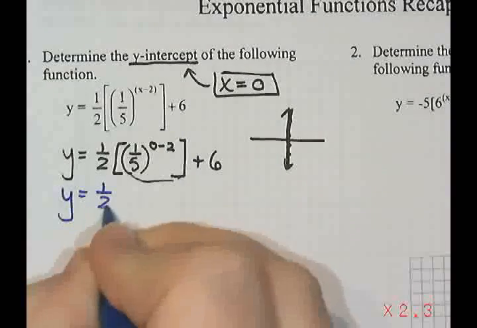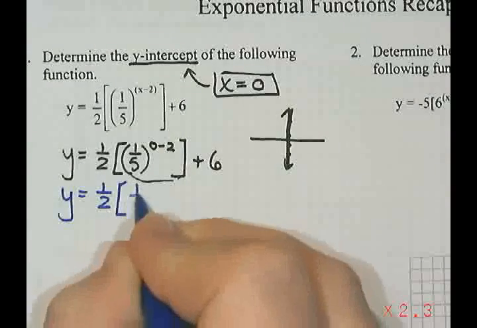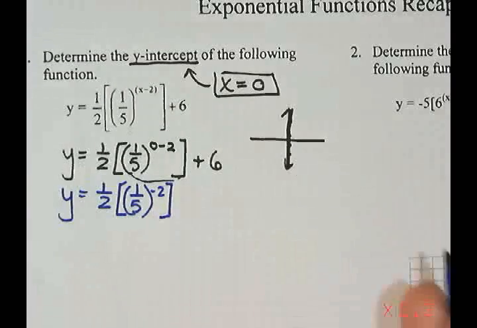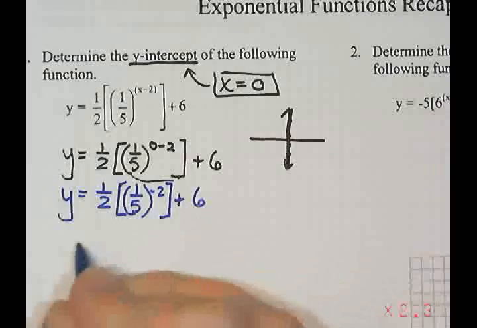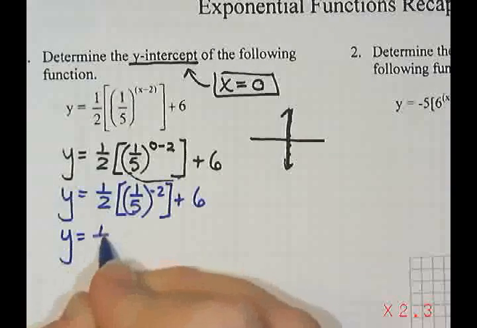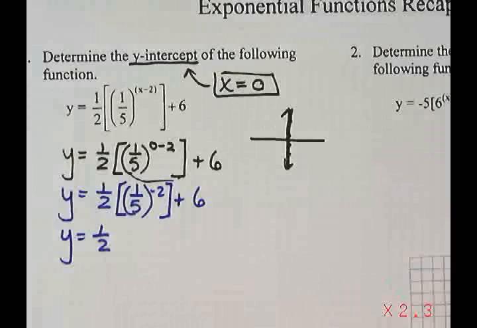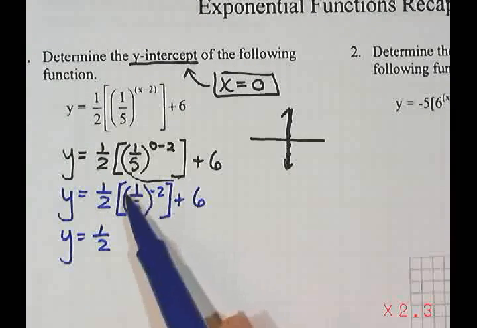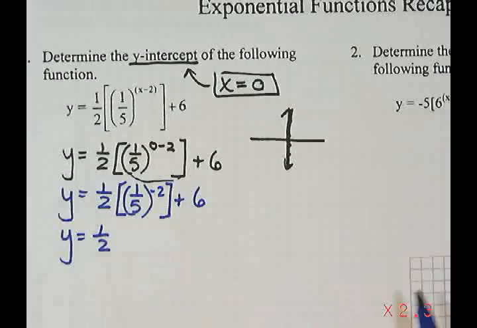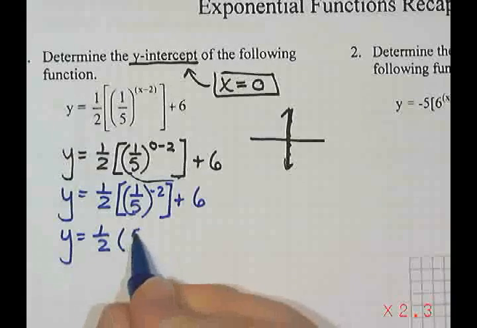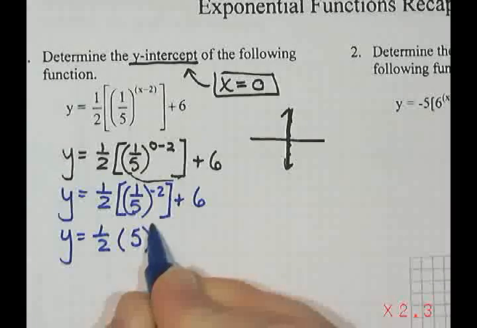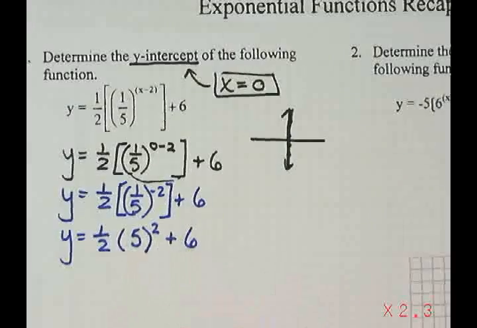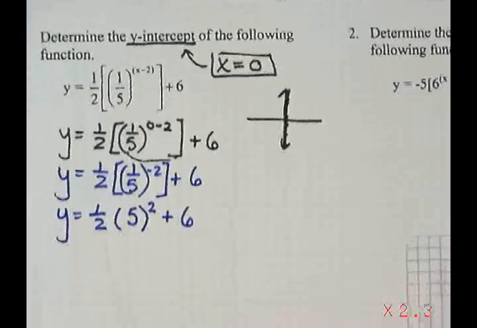I get 1/2 times 1/5 to the power of negative 2. That second bracket is really redundant, but I'll keep writing it down anyways. A negative exponent makes a fraction, and it has a flipping over action. So that 1/5 is going to flip itself over and become 5/1, or just 5 to the power of 2. Now 5 to the power of 2 is 25.